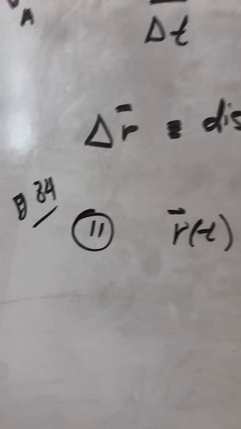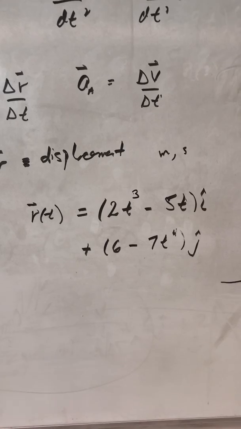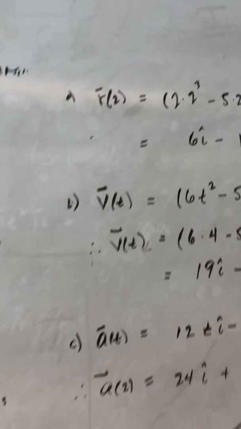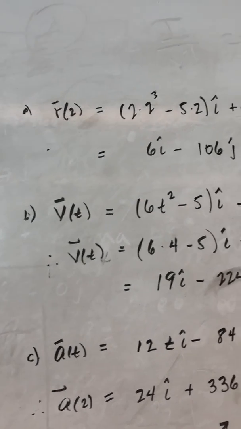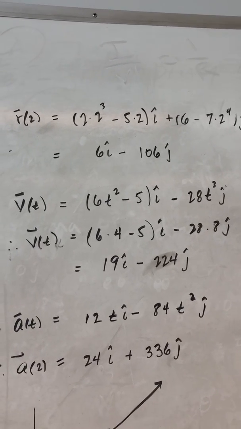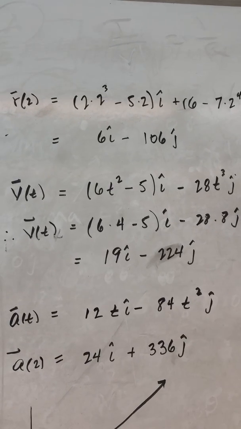So the problem we worked is on page 84, number 11. We get R as a function of t that looks like this. It's only got an i hat and a j hat. He wants to know what R, V, and the acceleration are all after 2 seconds. So to get R, you plug in directly. Put in 2 everywhere you see t. The numbers work out to be 6 i hat minus 106 j hat.